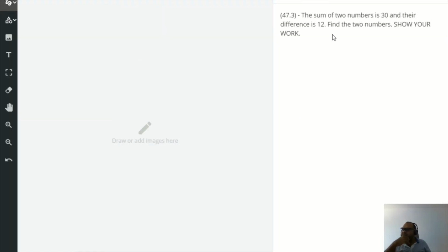The sum of two numbers is 30, and their difference is 12. Find the two numbers. Show your work. It's a word problem. Let's understand. You read again. The sum of two numbers. Okay, adding two numbers.